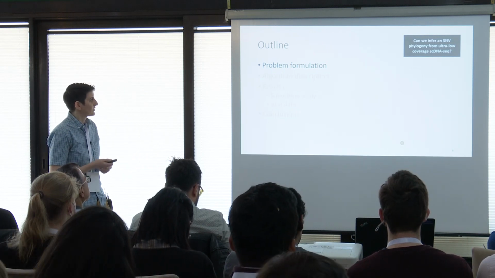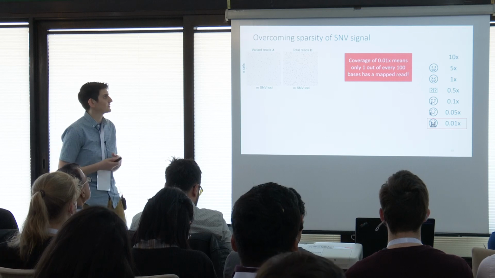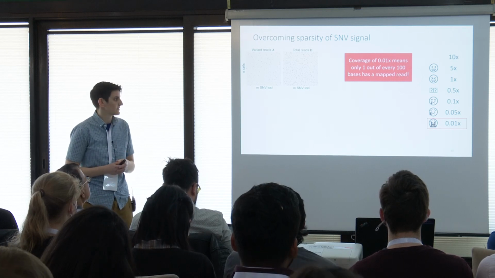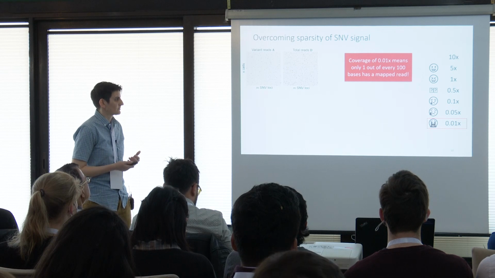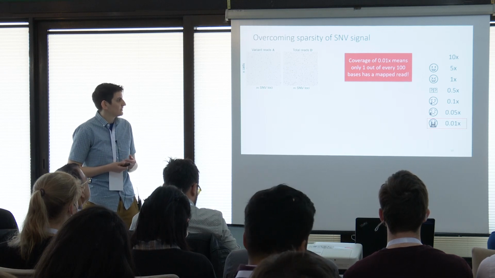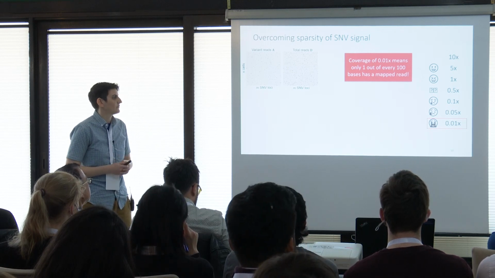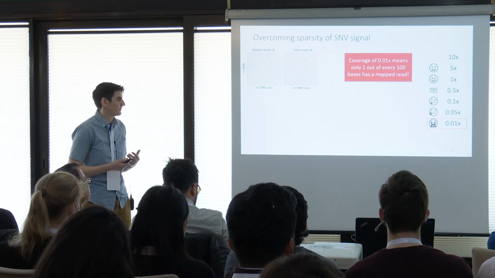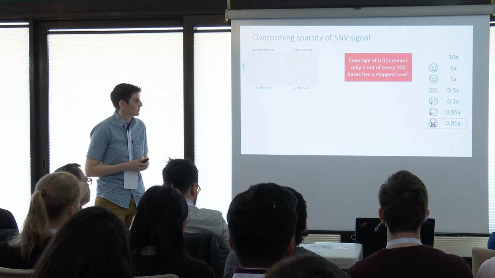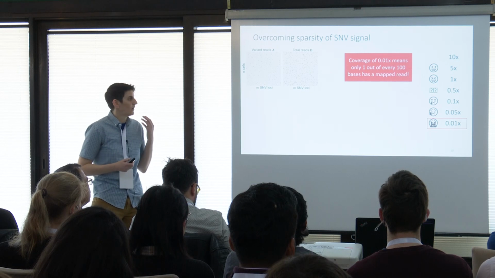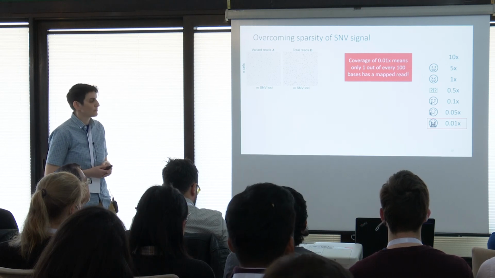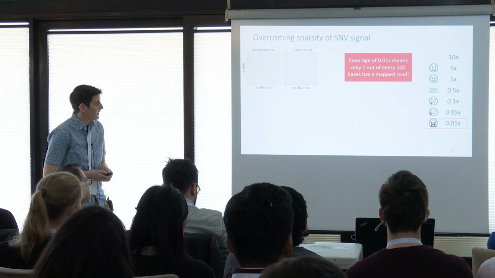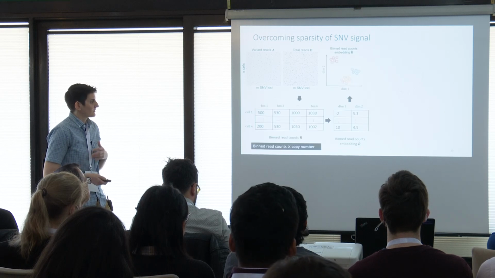Starting off with the problem formulation. As I said, the main challenge we have to overcome in working with this type of data is the extreme sparsity. As you get lower coverage, it becomes more challenging. A coverage of 0.01x basically means that only one out of every 100 bases would have a mapped read. Let me describe what's currently done in practice, which is kind of an ad hoc approach.